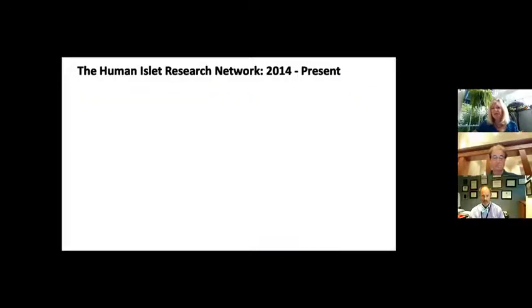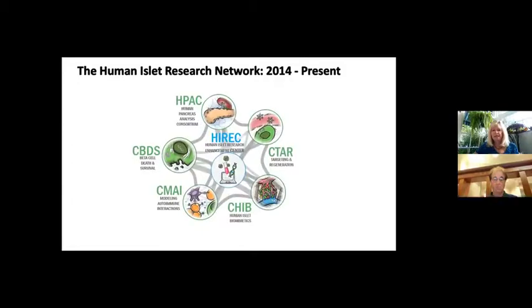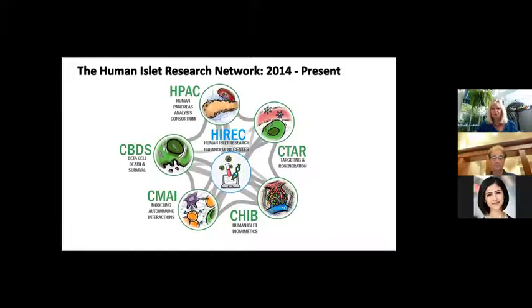So the network began in 2014. And here's a diagram of the 5 consortia. There's, on the left, beta cell death and survival, the consortium on modeling autoimmune interactions, the consortium on human islet biomimetics, the consortium on targeting and regeneration. In the middle, there's our coordinating center hub.